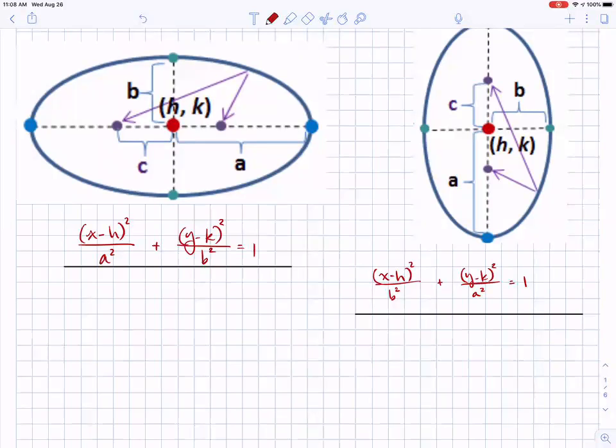Okay, so what's B? From the center to the end of the minor axis. Yeah, we don't have a special term for that. It's just the end of the minor axis. All right, and then what is C? Distance from the center to one of the focus points, or both of the focus points, but to each of the foci.